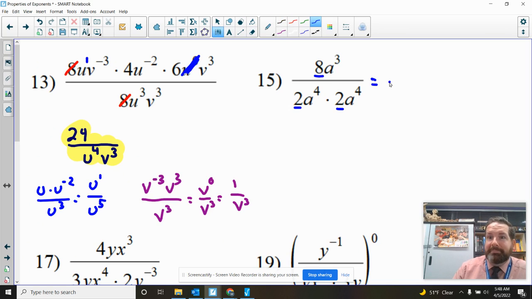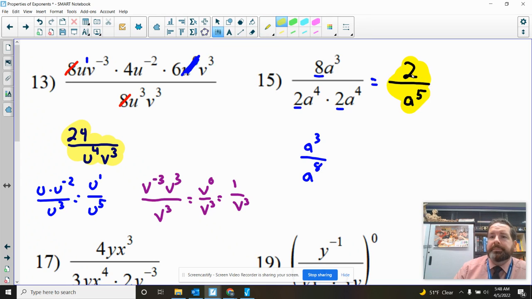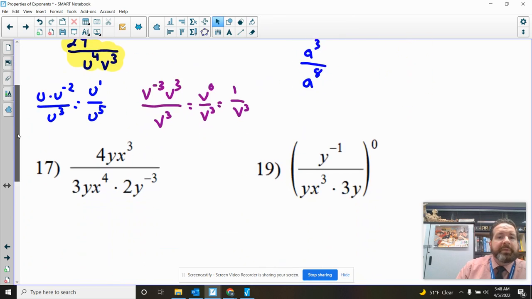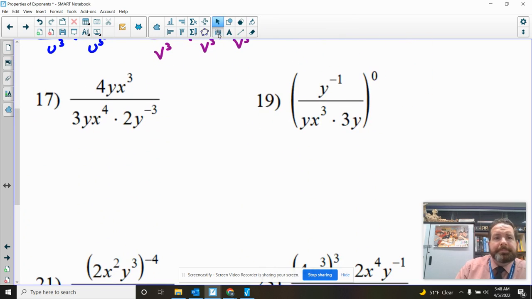So my 2 will be left over on the top. But A-wise, I've got a to the third on the top, and on the bottom, a to the fourth times another a to the fourth is going to be a to the eighth. So I've got extra a's on the bottom. How many more? 5 of them. There it goes. Let's keep at it here.